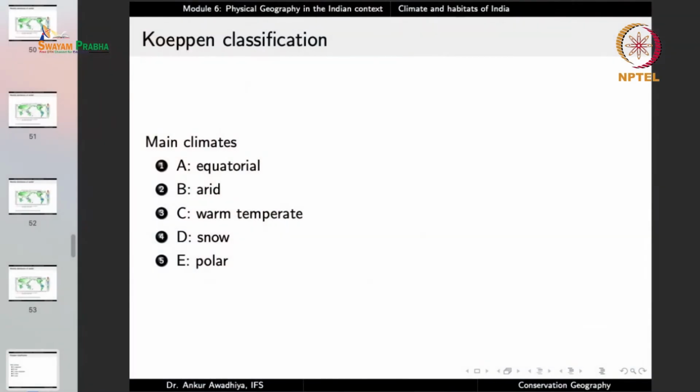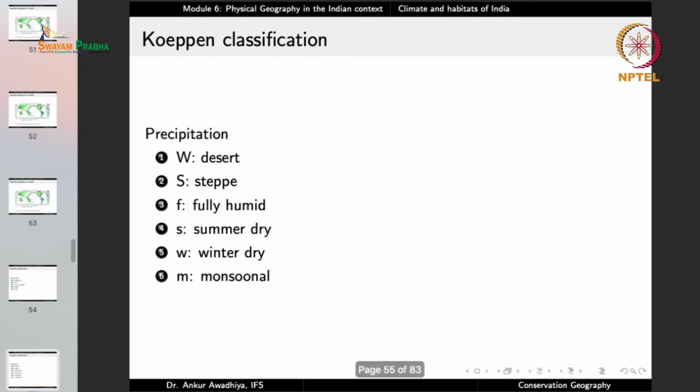Then the Köppen classification subdivides all of these climates on the basis of precipitation. On the basis of precipitation, we have 6 different subcategories. Capital W stands for desert. Now desert, as we know, is a very dry area. So this has very little precipitation in any season. So you can say that this is a fully dry subclassification in which there is no month where you get a substantial amount of rainfall.